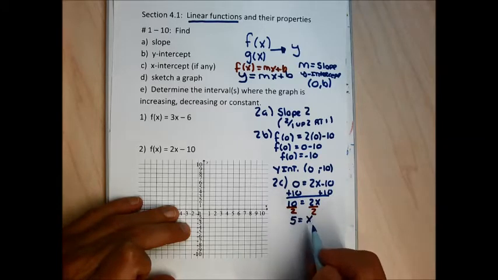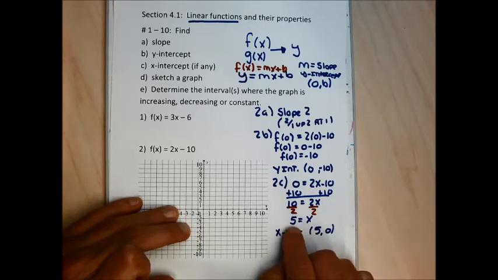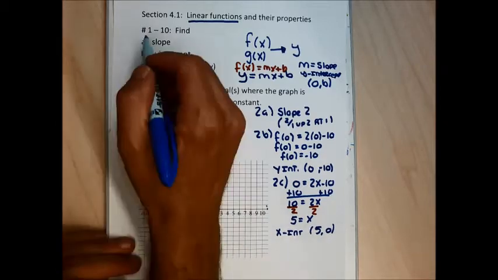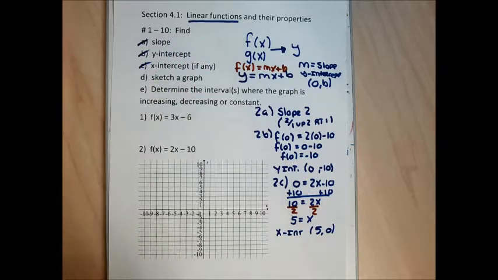When I go to write my answer for part C, I'm going to say the x-intercept is the point 5, 0. Always when you're finding an intercept, the opposite letter is 0. In this case, I'm finding the x-intercept, the opposite letter is y, and it is 0. So done with A, I found the slope, B, I found the y-intercept, C, I found the x-intercept. Now I'm going to sketch a graph.